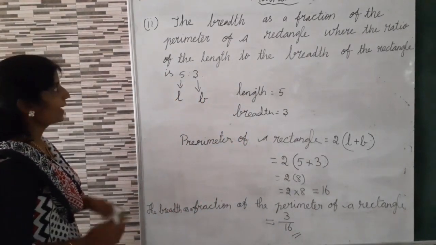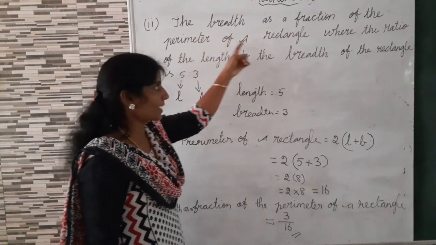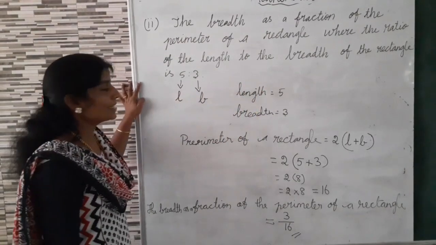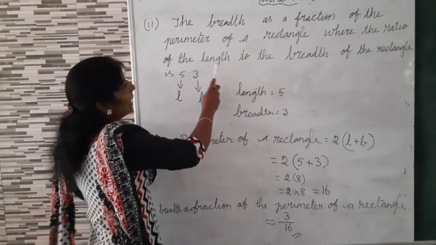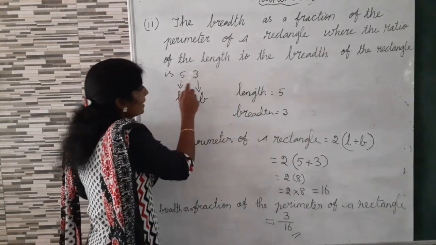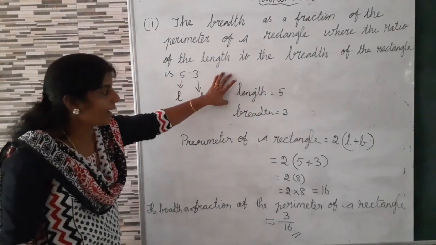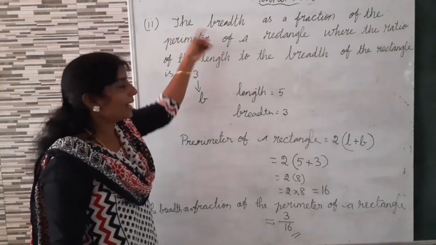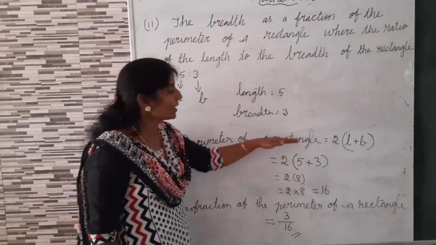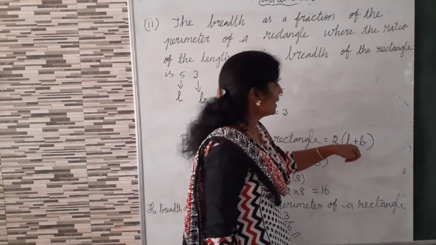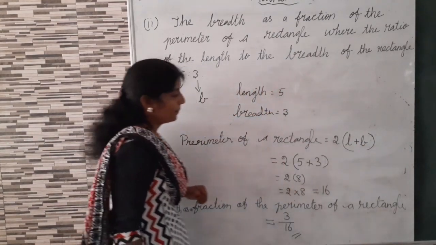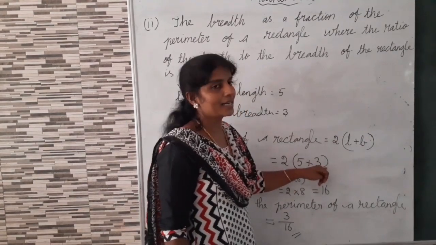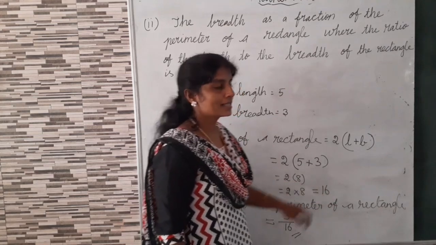Okay. Now listen once again. The breadth as a fraction of a perimeter of a rectangle where the ratio of the length to the breadth of the rectangle is 5:3. Now here length to the breadth. Here this is length, 3 is breadth. Length is equal to 5, breadth is equal to 3. Now we want to write the fraction of the perimeter. So we want to find perimeter. Perimeter of the rectangle is equal to 2 into L plus B. Now here 2. What is L? 5. B 3. So 5 plus 3 is 8. 8 into 2 is equal to 16.